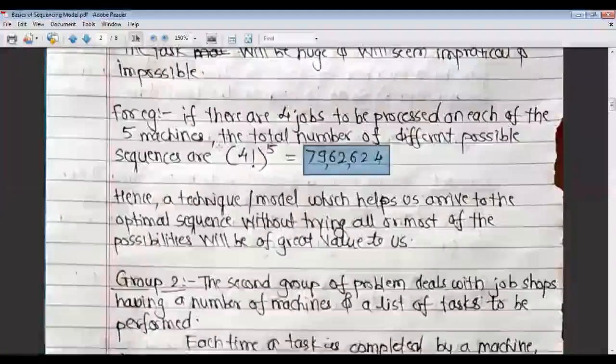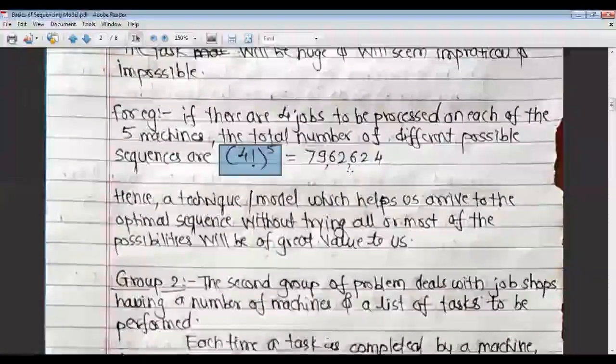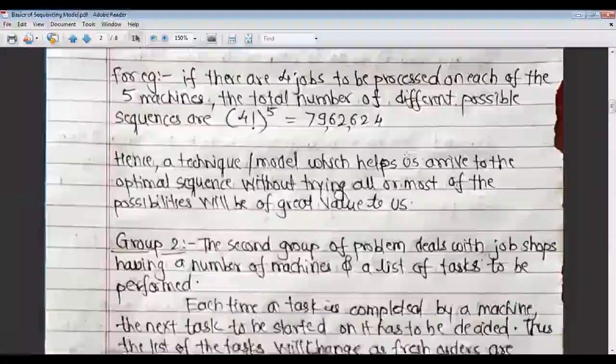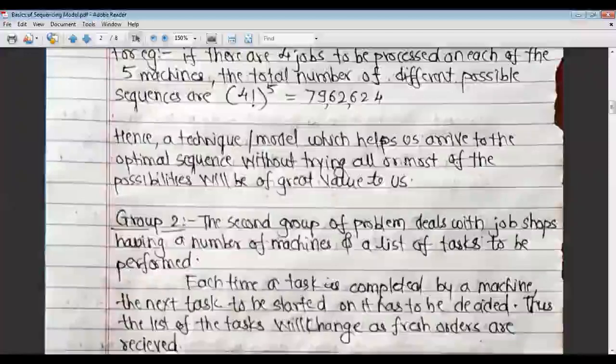It came from this particular calculation. It is 4 factorial raised to 5. So even with a very small number of jobs and few machines, the total number of possible sequences is very, very huge, and hence this may seem impractical and impossible, right? But here we can justify the need of the sequencing model. So why the sequencing model?